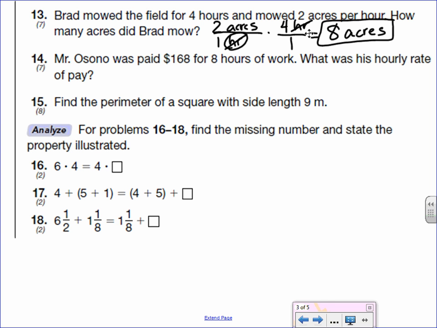Mr. Osono was paid $168 for 8 hours of work. What was his hourly rate of pay? Well, hourly rate of pay means how many dollars were you paid per hour. So we want dollars on top of hours. So $168 per 8 hours, or 168 divided by 8. 8 goes into 16 twice. 2 times 8 is 16. And then 8 goes into 8 once. So $21 per hour.